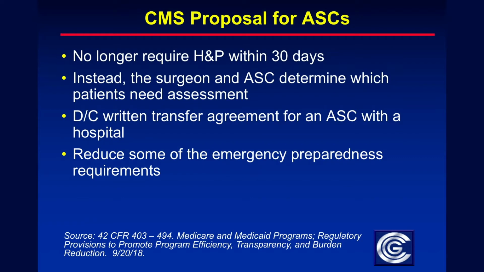In September 2018, CMS published a proposed rule to reform Medicare regulations that are unnecessary, obsolete, or excessively burdensome on healthcare providers and suppliers. Of interest to operators of ambulatory surgery centers, CMS proposed to no longer require an H&P within 30 days of surgery. Instead, the surgeon and the ASC determine which patients need this comprehensive assessment.